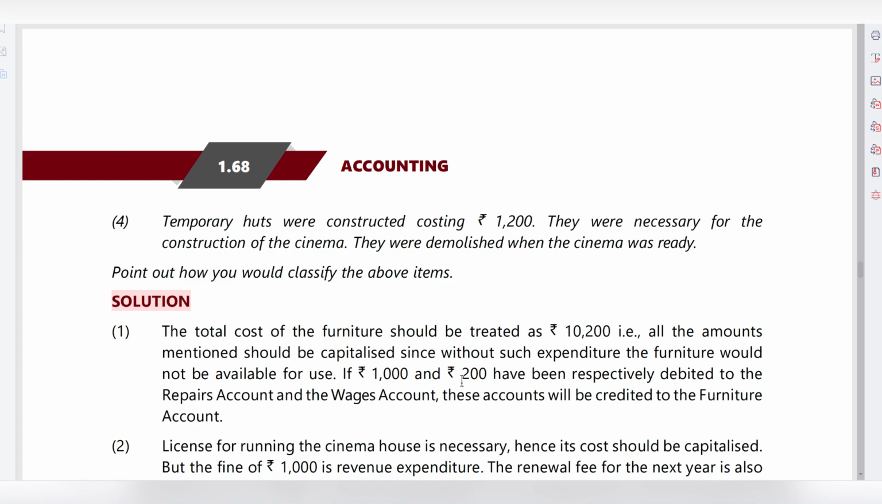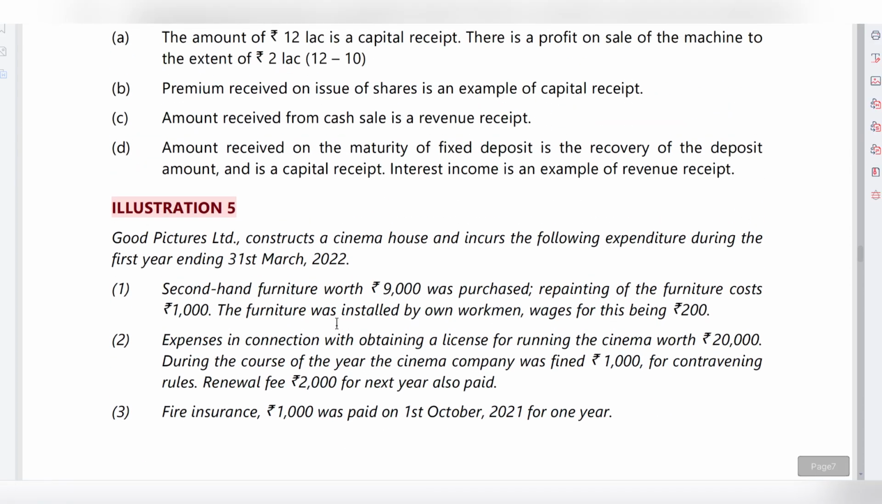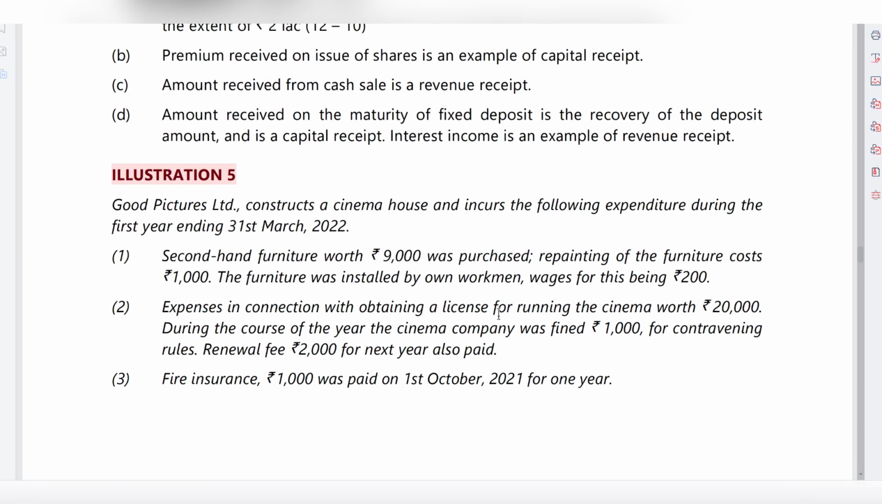If 1,200 have been respectively debited to the repairs account and the wages account, these accounts will be credited to the furniture account, because all those expenditures are incurred to bring the furniture to working condition. So any expenditure incurred to bring that asset into working condition should be capitalized and added to the asset. Expenses in connection with obtaining a license for running the cinema worth rupees 2,000.